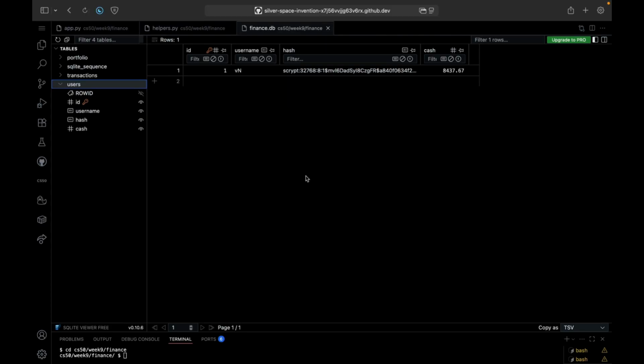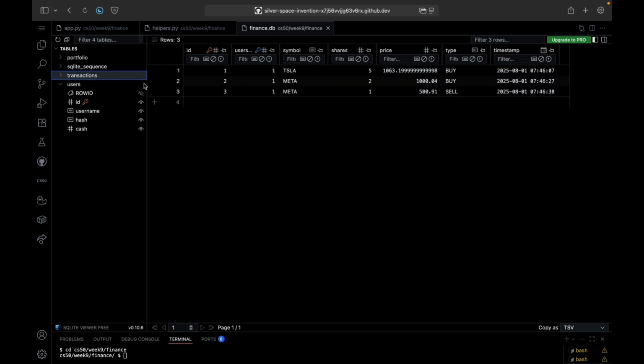The transactions that we just made are reflected perfectly in the SQL database. As we can see, for the username VN, the user ID is 1. And when we go to transactions, for the person whose user ID is 1, they made 3 transactions in total. They bought 5 shares of Tesla, they bought 2 shares of Meta, and they sold 1 share of Meta.